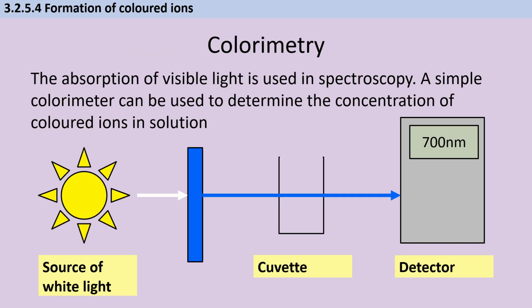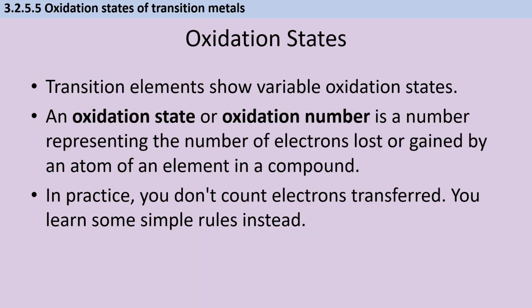The coloration of these complexes can be used to identify the concentration of a solution using a colorimeter. White light is shone through the sample and the absorbance at a particular wavelength is detected. Samples of known concentration are used to generate a calibration curve, and the sample can then be compared to that curve to work out what its concentration is.